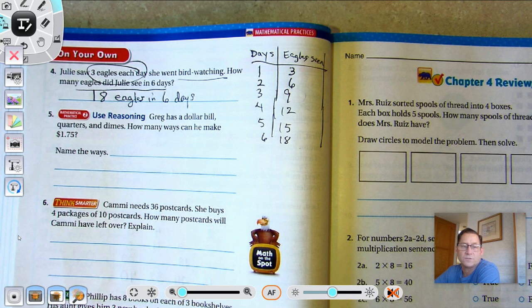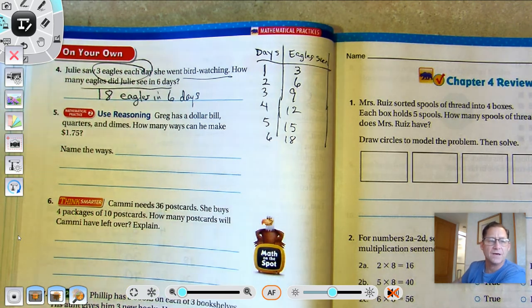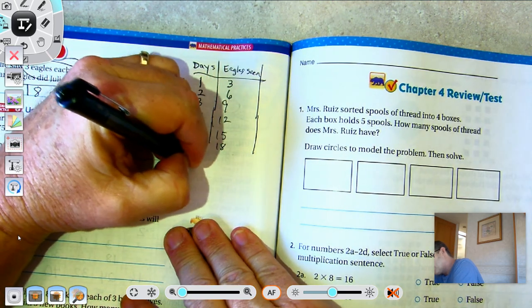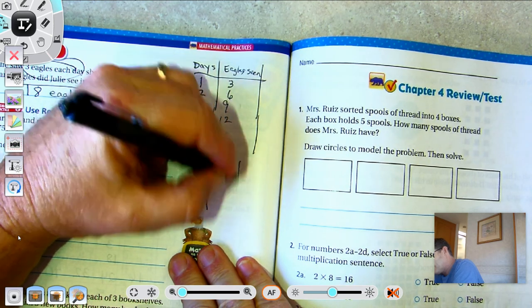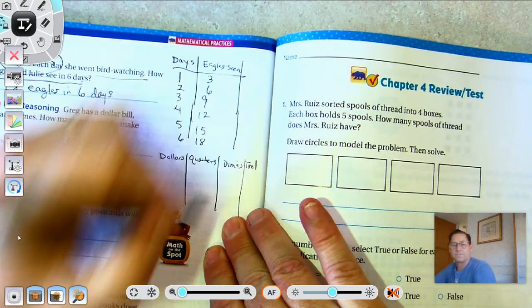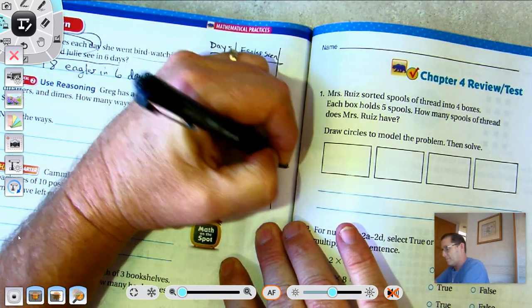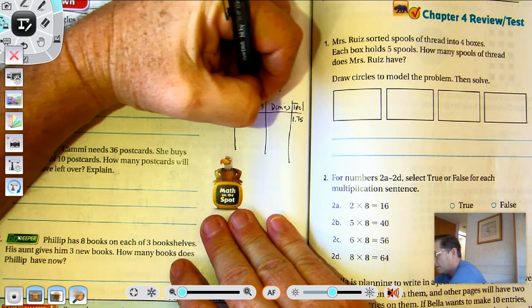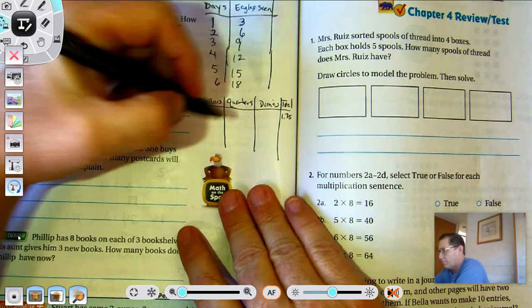Greg has $1 bills, quarters, and dimes. How many ways can you make $1.75? So $1 bills, quarters, and dimes. Total. All right, so he has to come up with $1.75. Okay, so how many different ways can he do that? Our columns are dollars, quarters, dimes, and then his total. Well, let's start with $1.